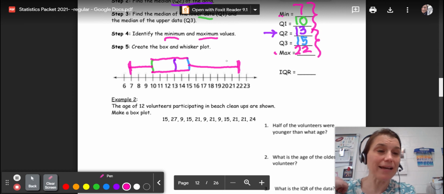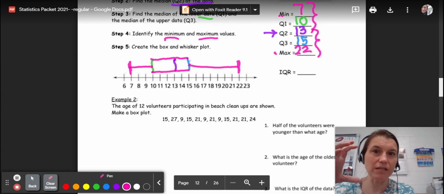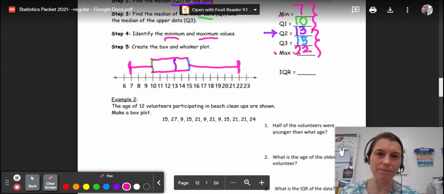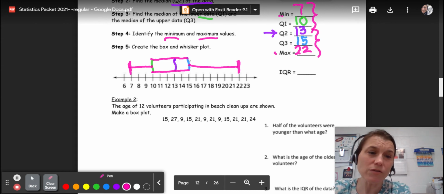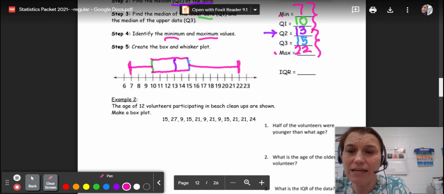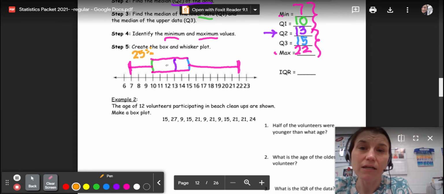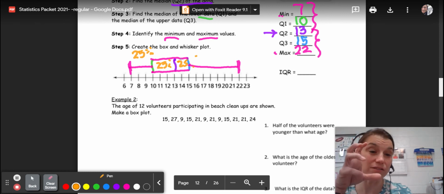So I'm going to extend lines. The box is the thing that I drew with the quartiles when I connected them. The whiskers are what go out to the minimum and maximum. That's why it's called a box and whisker plot. These sections each show 25%. So 25% of the fish lengths are between 7 and 10. Another 25% of them are between 10 and 13. Another 25% are between 13 and 15, and that's our closest cluster.